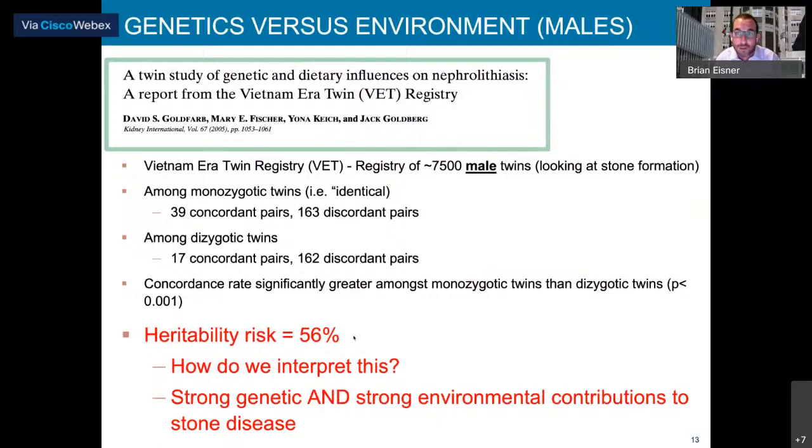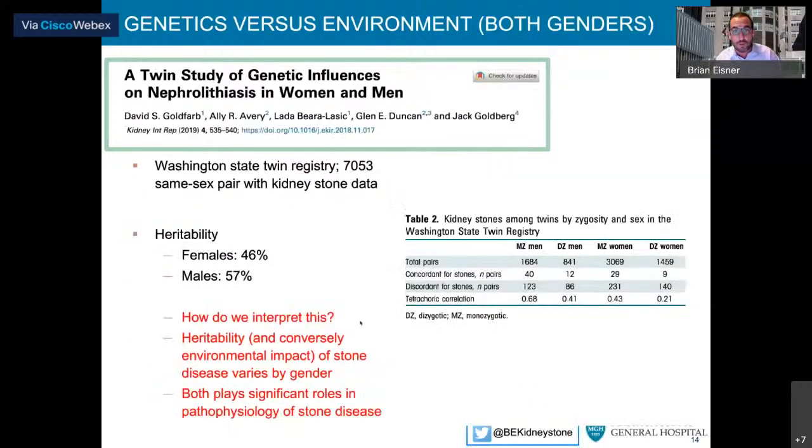And to me, this means two things. There's a strong genetic component, but clearly the genetics only explain about half of this disease. And therefore, there also must be a strong environmental component. And so I think it just goes to show that both genetics and environmental exposure play a very important role in stone disease.